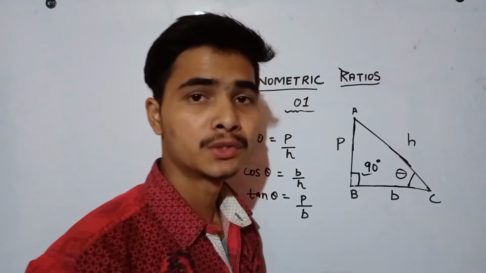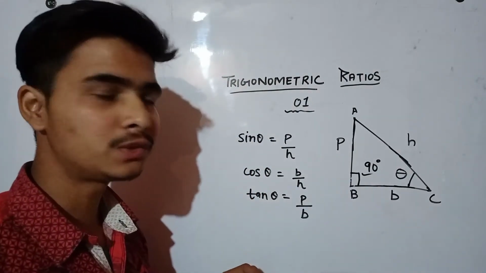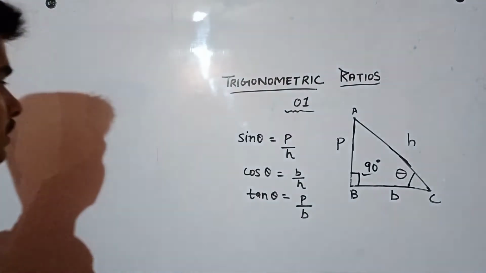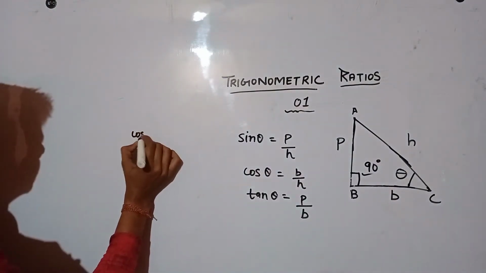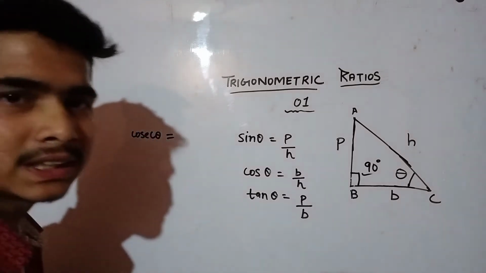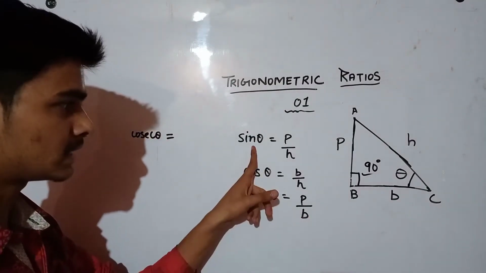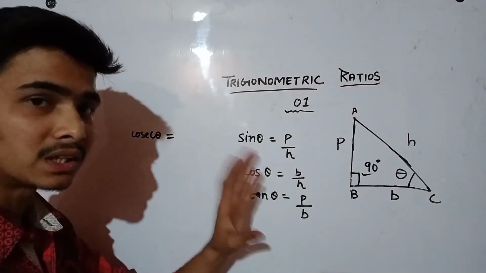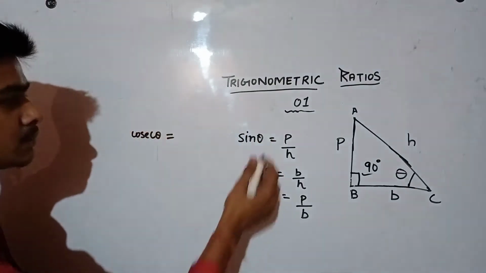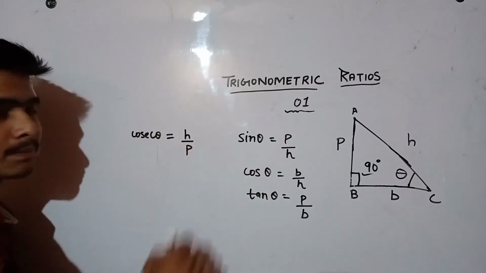If you have learned the first three ratios, you are definitely going to enjoy the rest three, because they are very easy and very similar. The next three ratios start with cosecant theta, or cosec theta. It is nothing but the reciprocal of sin theta. So if sin theta is P upon H, perpendicular upon hypotenuse, cosecant theta will be hypotenuse divided by perpendicular.